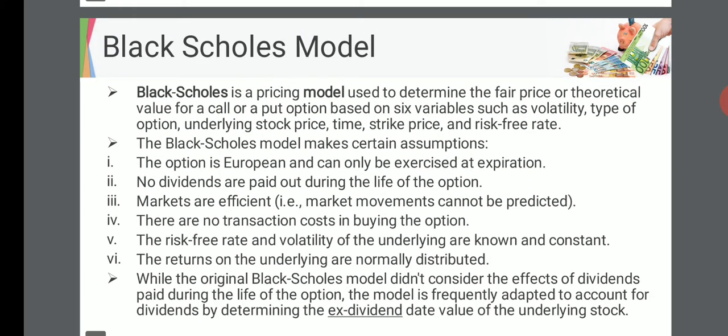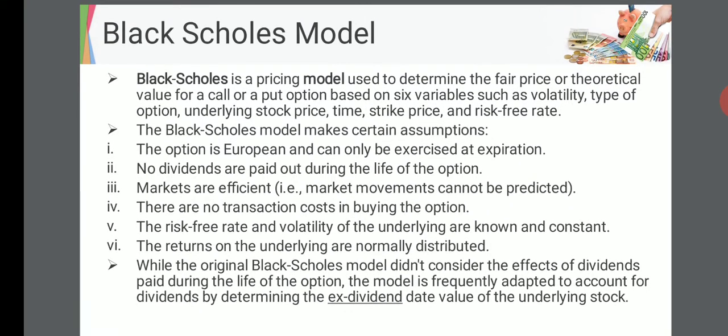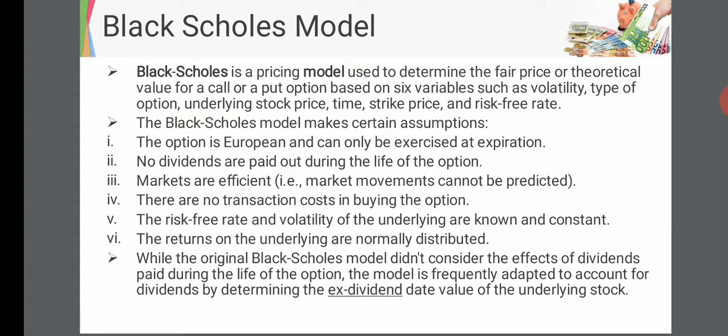Let us understand what the Black-Scholes model is. The Black-Scholes model is a pricing model used to determine the fair price or the theoretical value for a call or a put option based on six variables. The six variables are volatility, type of option, underlying stock price, time, strike price, and risk-free rate.